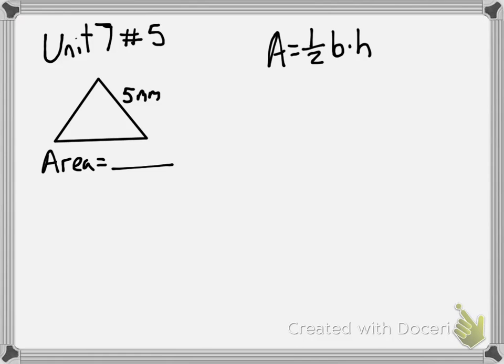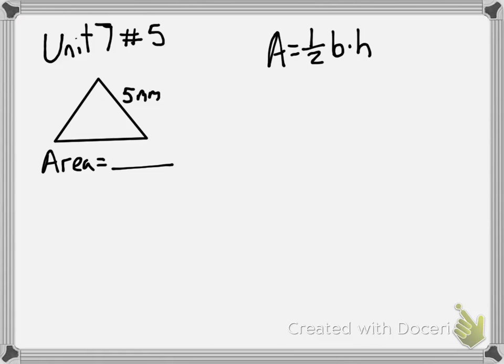Alright, this is Unit 7, number 5. This is asking the question of what is the area of this equilateral triangle. On the sheet it tells you it's an equilateral triangle, which is imperative to being able to figure out this problem. What that tells us is each and every side is 5. So that's important. The other thing we need to find out, though, is the height.